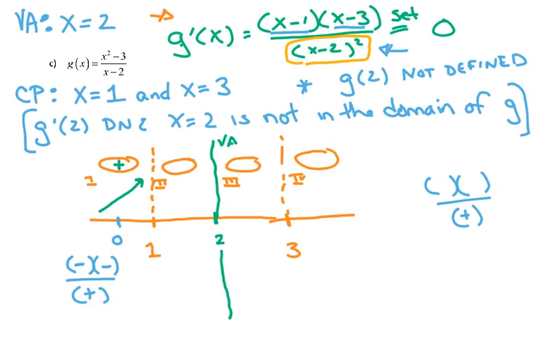Okay, now pick a number between 1 and 2, like 1 1/2, 3/2. Do the same process. Don't have to worry about the denominator. 3/2 minus 1 is positive, but 3/2 minus 3 is negative. Again, I'm just plugging them into these factors. So overall, my derivative is negative here, and I am decreasing. So this is going to be a maximum.